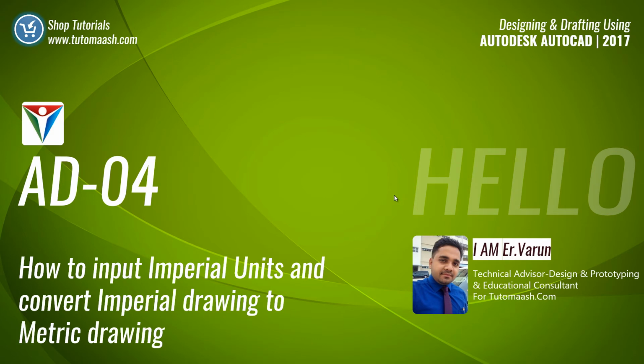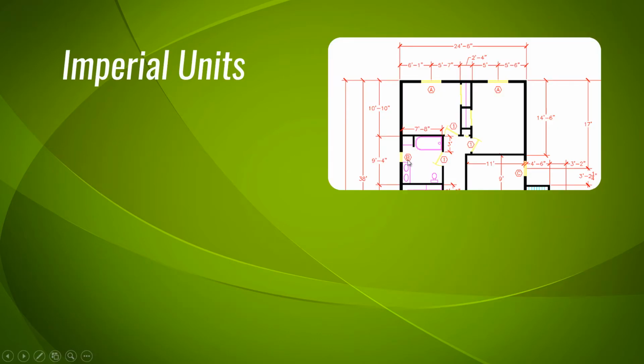In this session, we will be discussing how to input imperial drawings and convert imperial drawings to metric drawings. Many engineers around the world use imperial units to represent their diagrams. As you can see here, it is a part of a civil plan where all the units are given as imperial units. Imperial units comprise feet and inches.